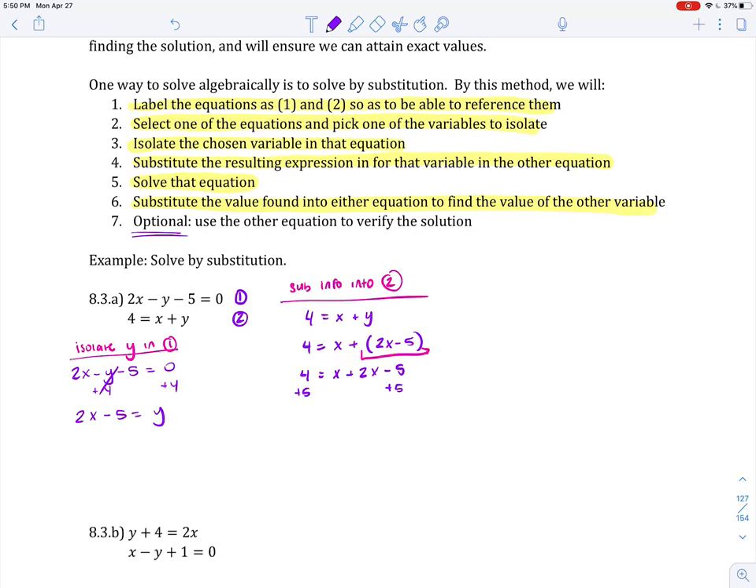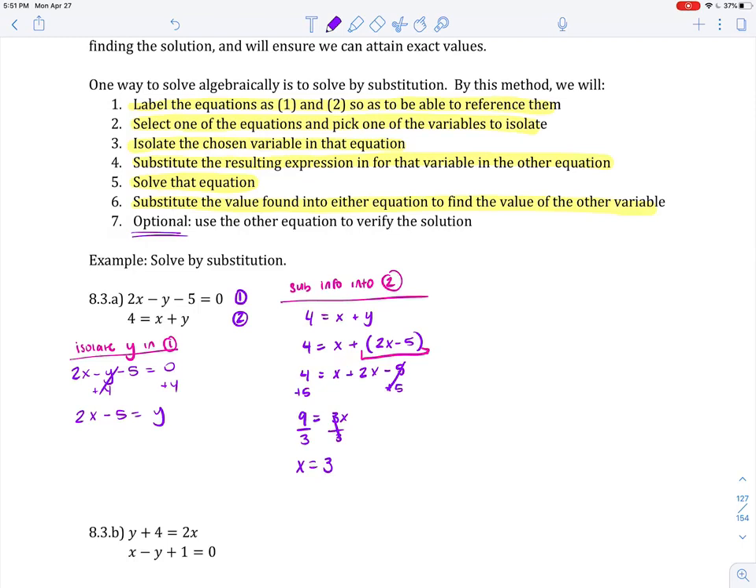Because I don't actually have to do anything in this particular case. I'm going to collect my like terms, and while I'm doing that, I'm going to move that 5 over to the other side. So I end up with 9 is equal to 3x. And I'm going to divide both sides by 3 to get the x alone, and I get x is equal to 3. So I have completed steps 1 through 5 already.